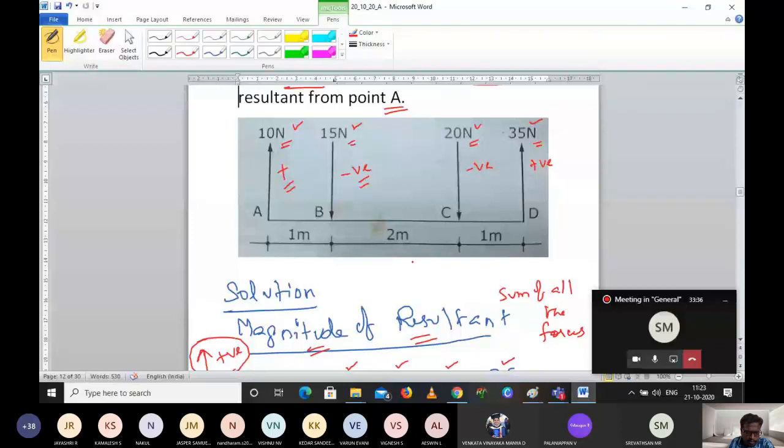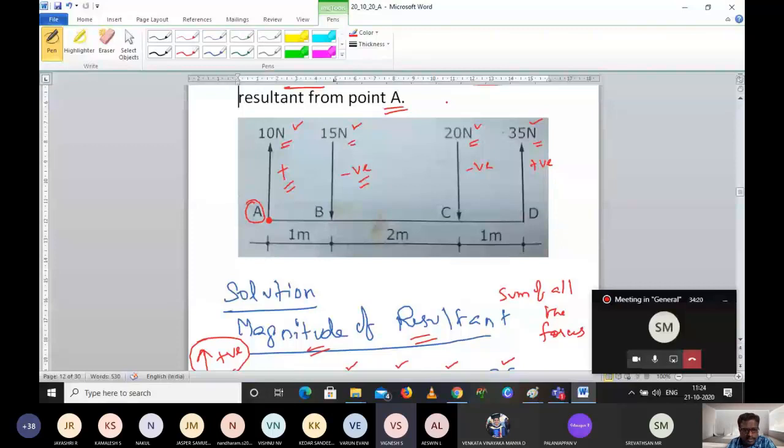I am taking moment about A point. That means I am fixing here, and I am calculating the net effect of all these forces. So the first force I am taking is 10 Newton. What is the moment? Any idea? So now I am fixing point A. This is moment about A. Moment means you know that force into what? Perpendicular distance, the perpendicular distance of the line of force. Are you getting? Yes, sir.